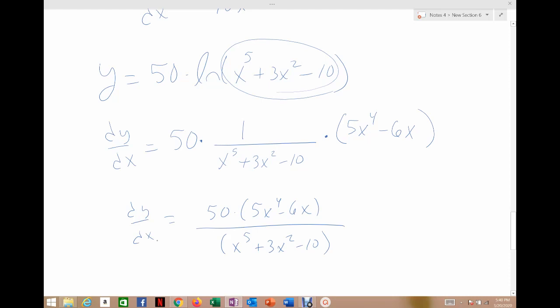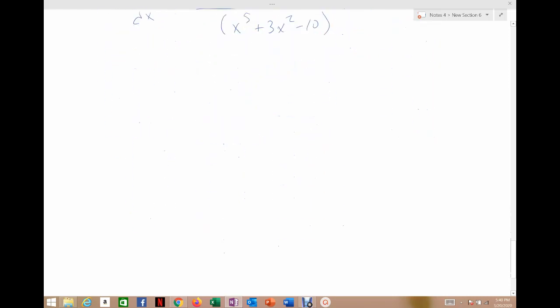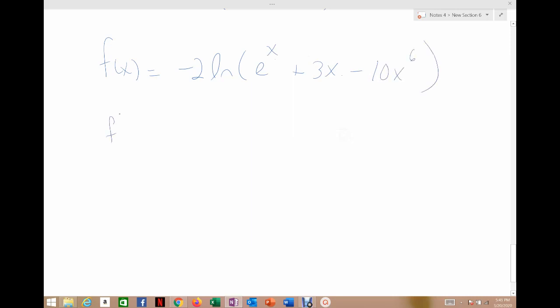All right, let's do another example of one of those. Again, if I have a logarithmic function, the natural log of e to the x plus 3x minus 10x to the 6th, times negative 2. The derivative: the negative 2 is a constant multiplier, so negative 2 times the natural log function. So negative 2 comes along.